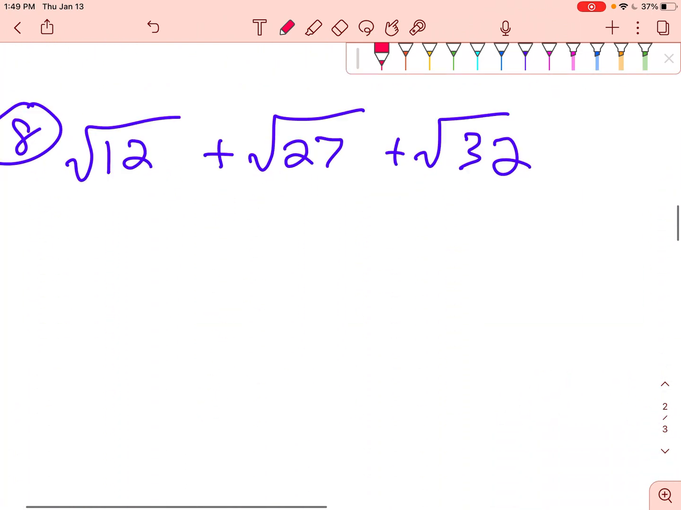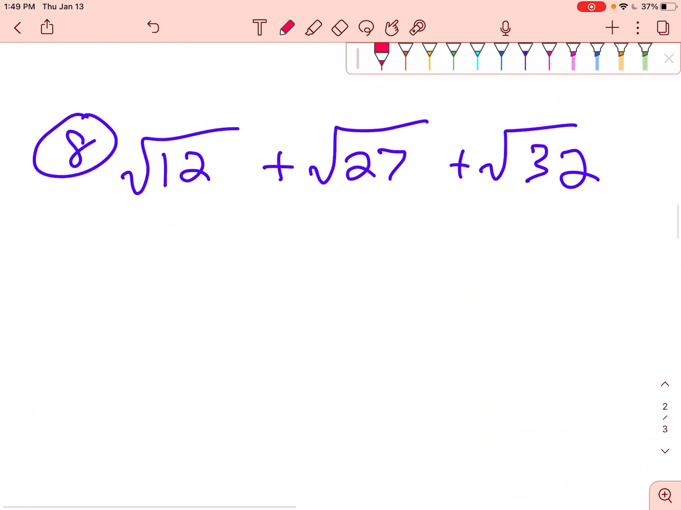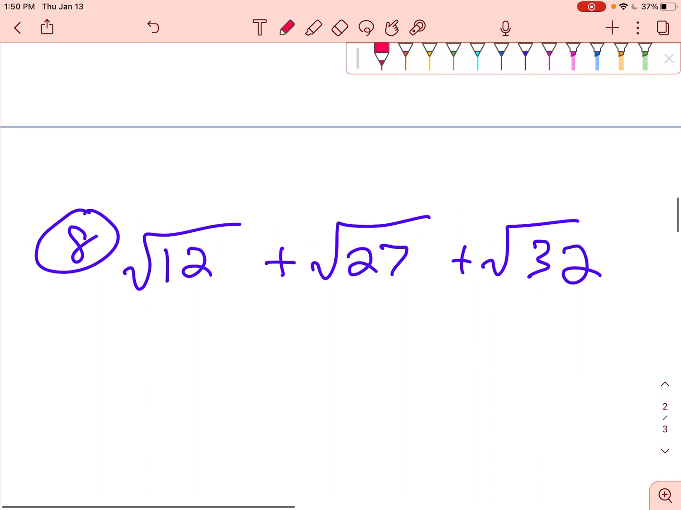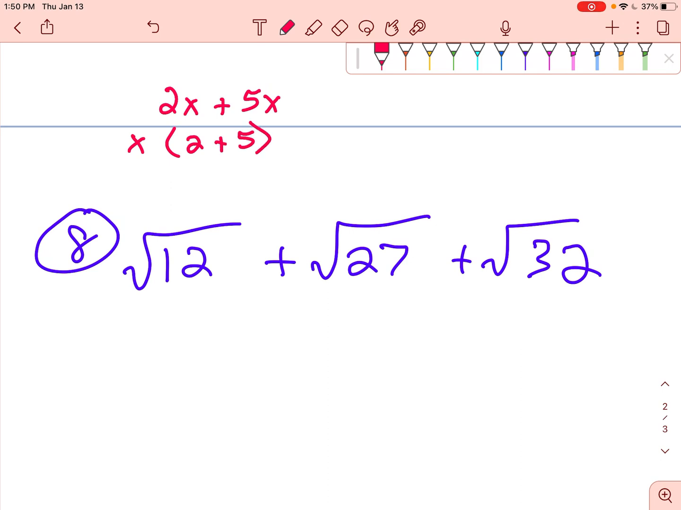Okay. 8, doing some adding. I cannot, this is just like terms, okay? So this is like saying x plus y plus z. I can't add these together. They're not like terms. So what I need to do is simplify this down. And again, I would love to go into this. The reason you can add 2x plus 5x is because you factor an x out, and this is what you're left with. So technically, this is the answer, which is the same thing as 7x, okay? That's why you can add like terms together.